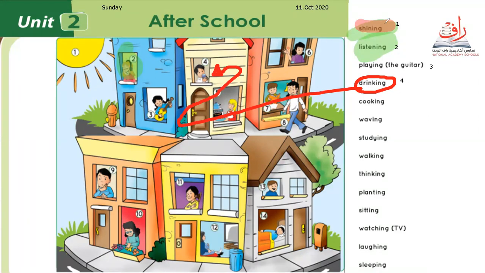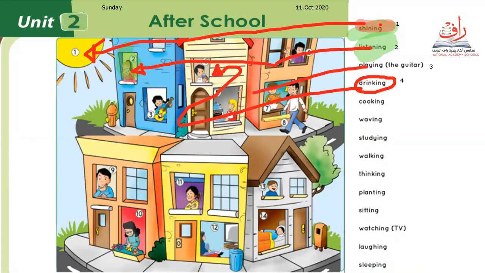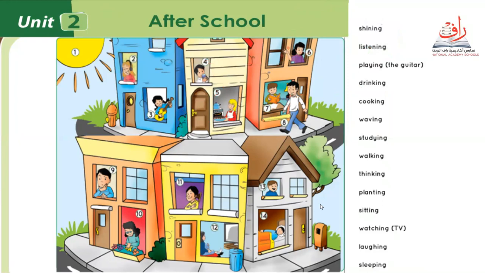Okay, let's do it again. Number one, the sun is shining. Number two, who's listening? The girl is listening. Number three, playing the guitar. This is the girl playing the guitar. Excellent students, good job. Let's all together clean the drawing. Okay, it's becoming clean now. Let's read all together again. Shining. Number two.